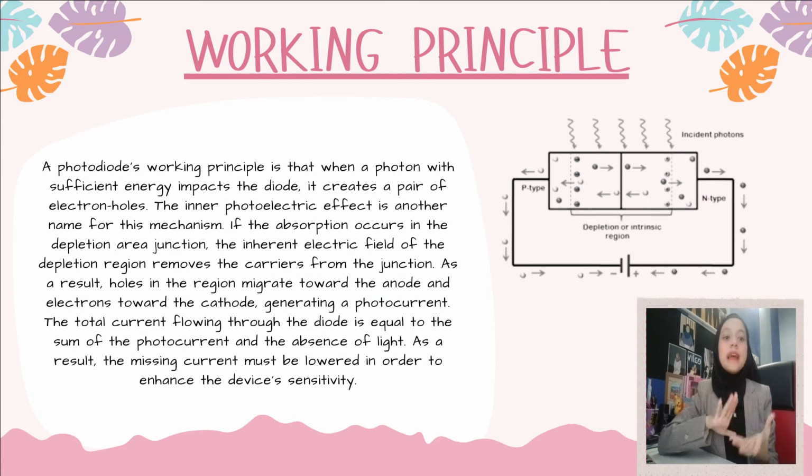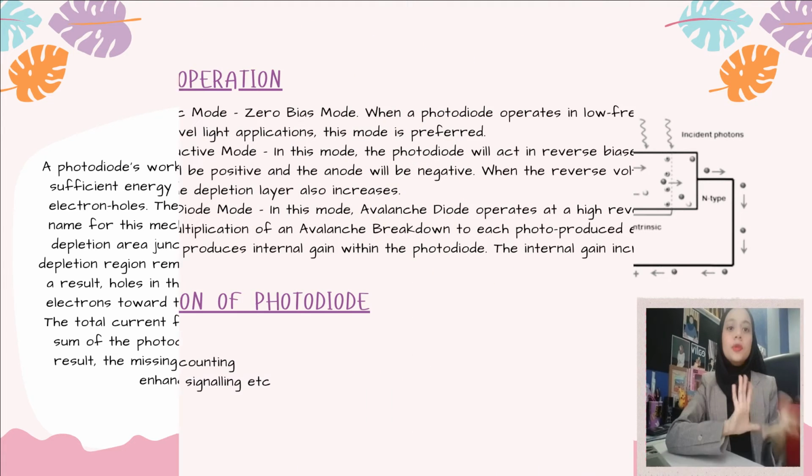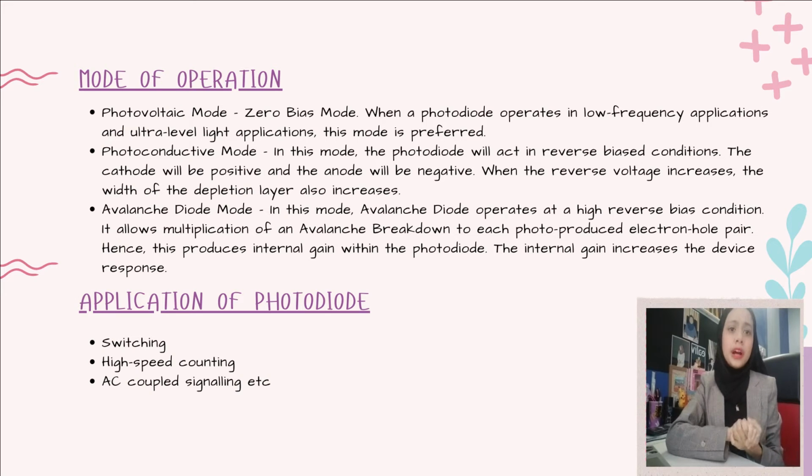Working principle is that when a photon with sufficient energy impacts the diode, it creates a pair of electron holes. The inner photoelectric effect is another name for this mechanism. If the absorption occurs in the depletion area junction, the inherent electric field of the depletion region removes the carrier from the junction. As a result, holes in the region migrate toward the anode and electrons toward the cathode, generating a photocurrent.